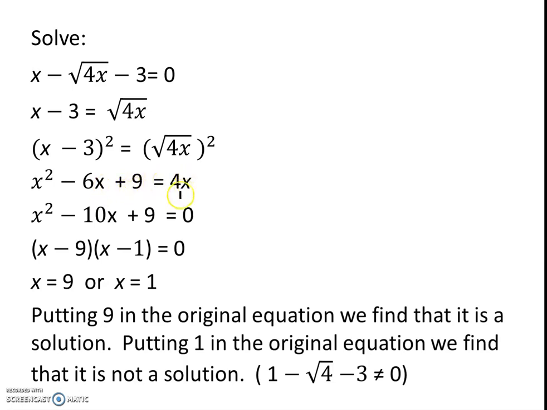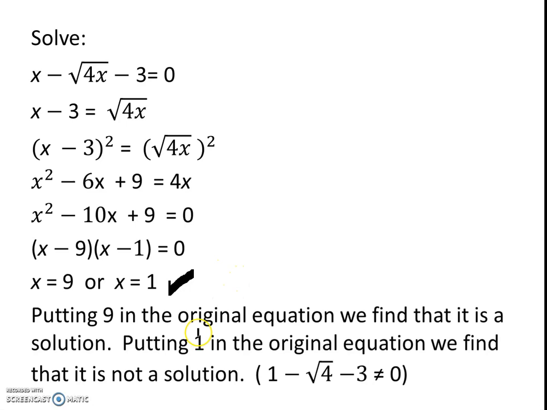Combining like terms, we subtract 4x from both sides of the equation, and we're left with x squared minus 10x plus 9 equaling 0. That factors quite nicely into x minus 9 times x minus 1 equals 0. Setting this part equal to 0, we find that x is 9. Or if we do this side, x minus 1 equals 0, we find x is 1.